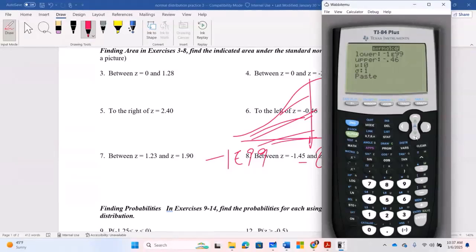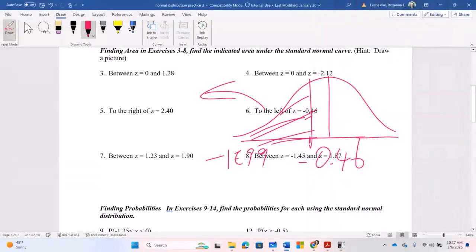So I am going to paste. If I hit enter, I have 0.3228. But they didn't tell me the number of decimal places, so I can leave my answer as 0.3228.